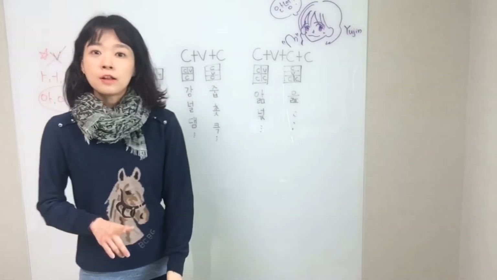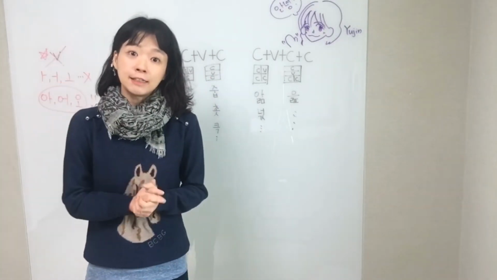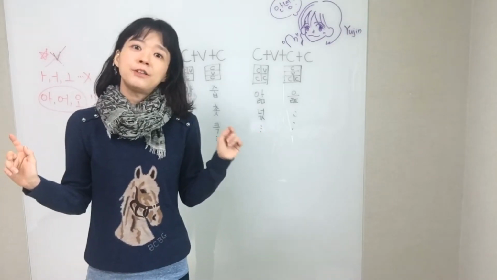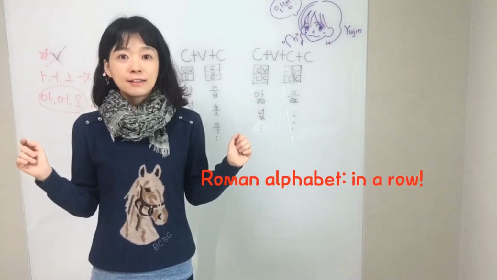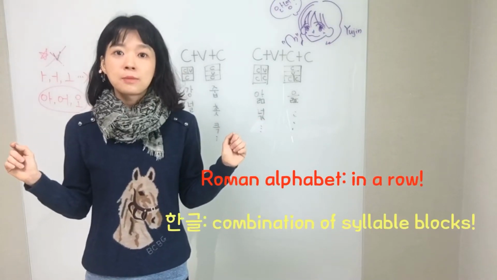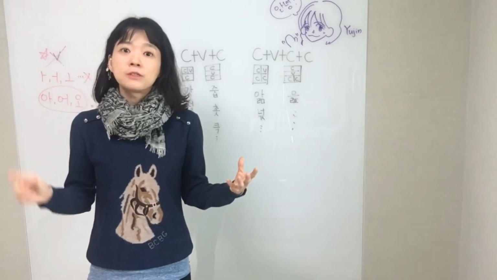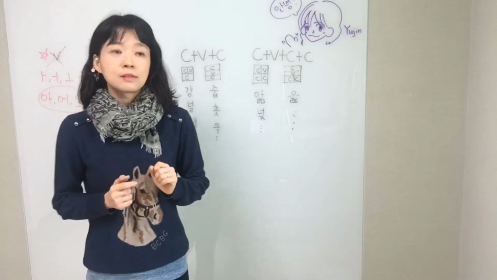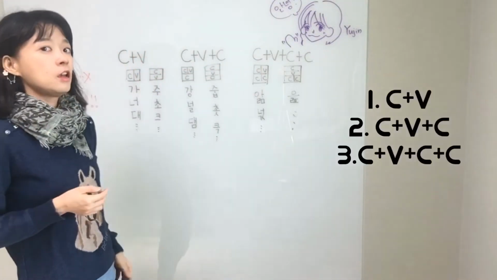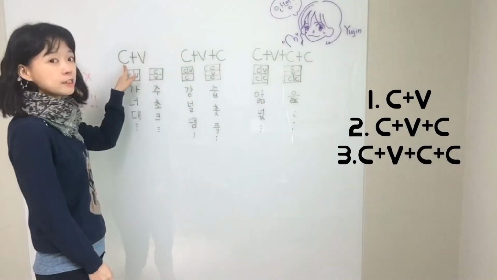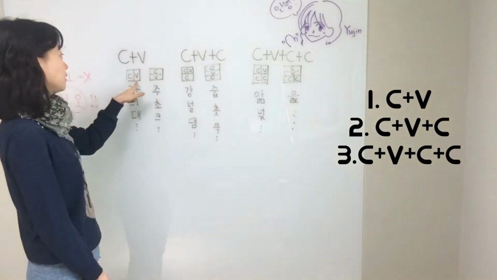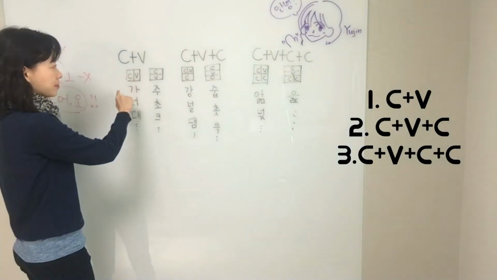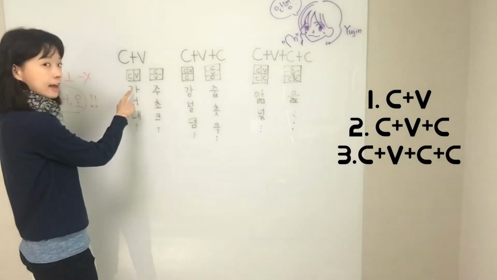As I told you before when I talked about Hangul, unlike the Roman alphabet, which you write in a row from left to right, Hangul is written in a form of syllable blocks, and there are three types of these syllable blocks. So first, it's consonant and vowel. Like this. Remember, 그 sound and a. And it makes 가.